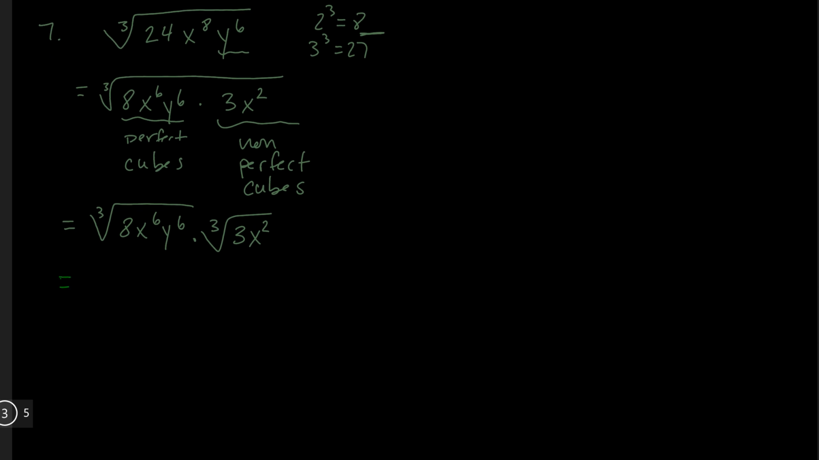So the cube root of 8 is 2. The cube root of x to the 6th is x squared. Again, at that point, you're just dividing the exponent by the index. The cube root of y to the 6th is y squared. And then we just have what's remaining in this radical. And this is now simplified.